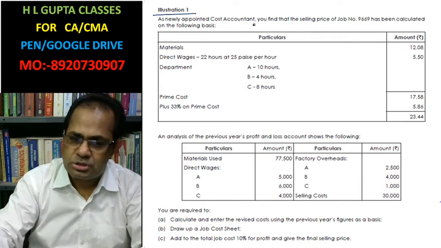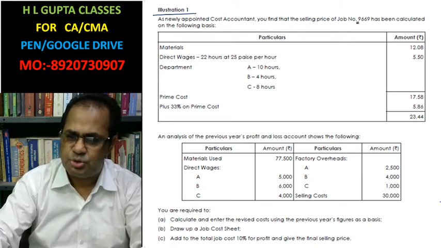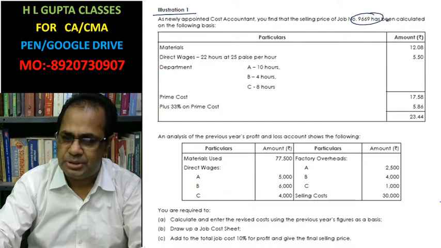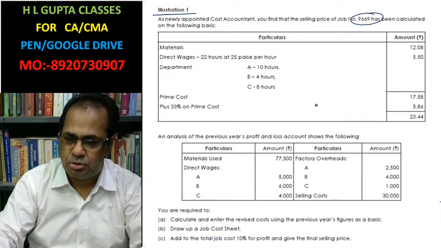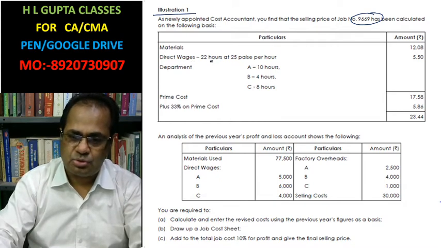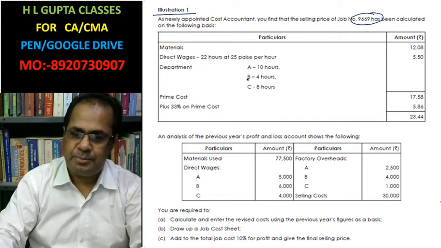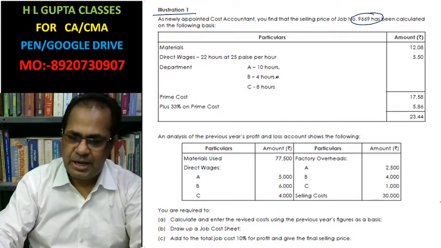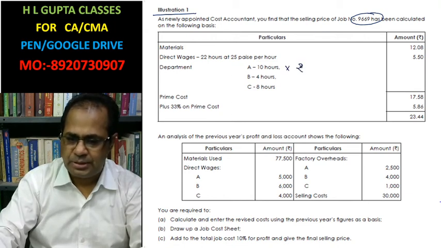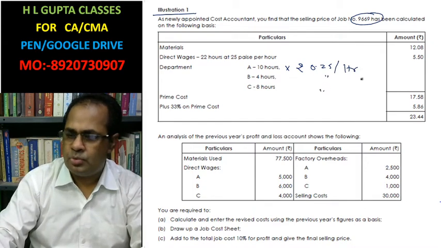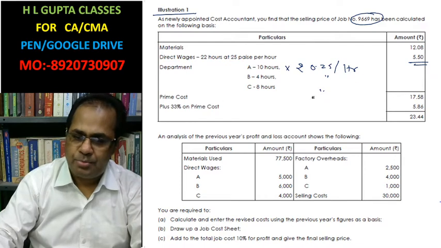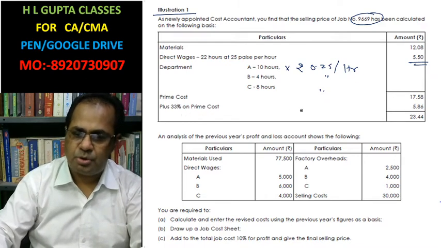A newly appointed cost accountant, you have to find the selling price of the job. The selling price has to be calculated on the basis of this: material is 12.08, direct wages 22 hours at the rate of 25 paisa per hour for Departments A, B, C. Direct wages are given at the rate of 0.25 per hour, and this is 5.50. Prime cost is this, plus 33% on the prime cost.